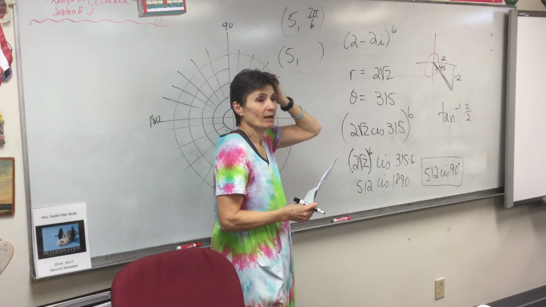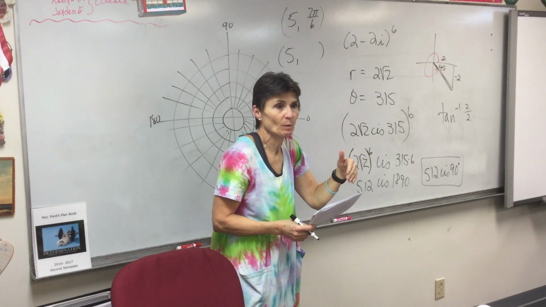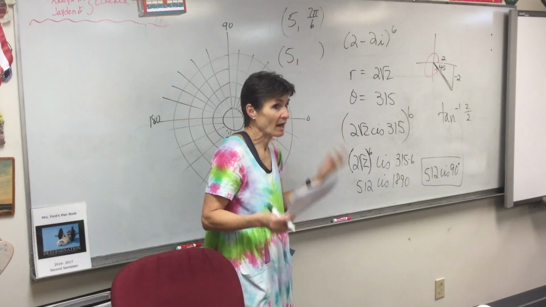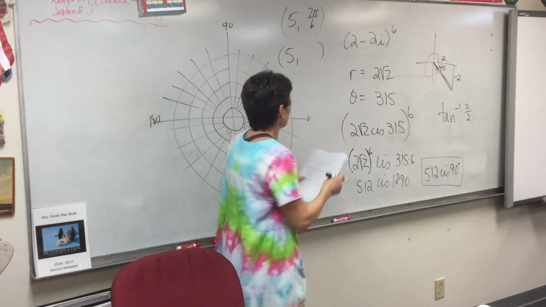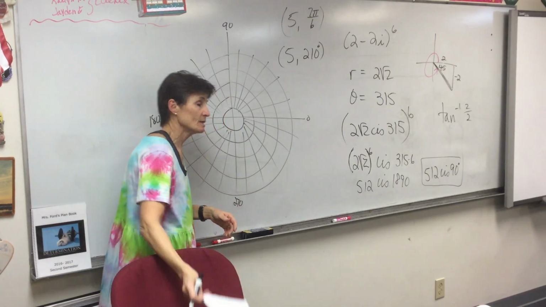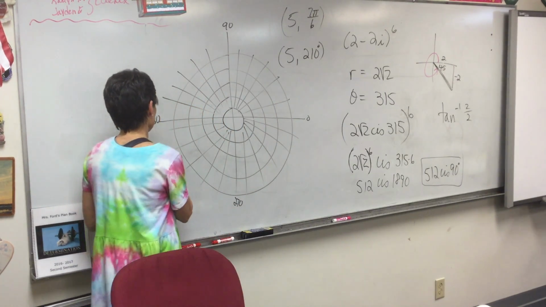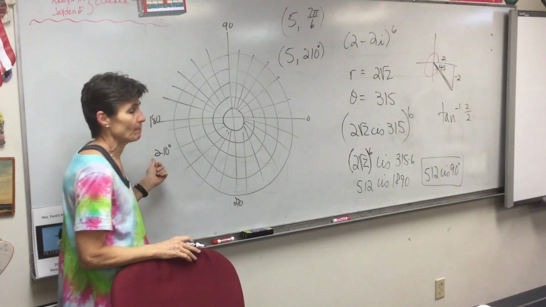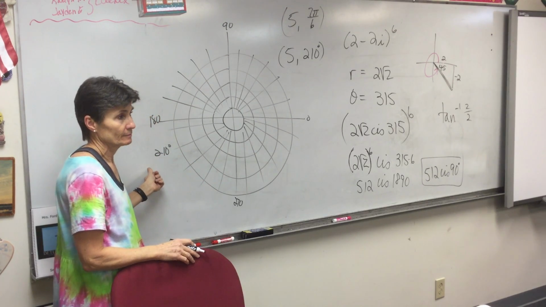Now, since you're going to have a calculator, if you want to do 7 times 180 divided by 6, that's fine. Without a calculator, I wouldn't do that, but with a calculator, you can. And either way, you get 210 degrees. 210 degrees is actually labeled on your grid.